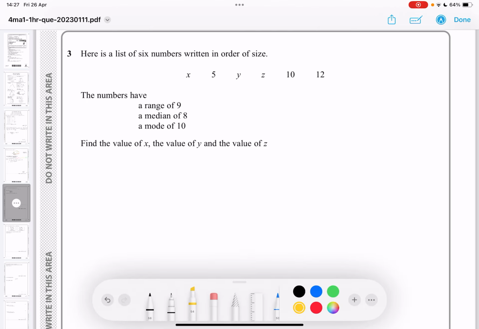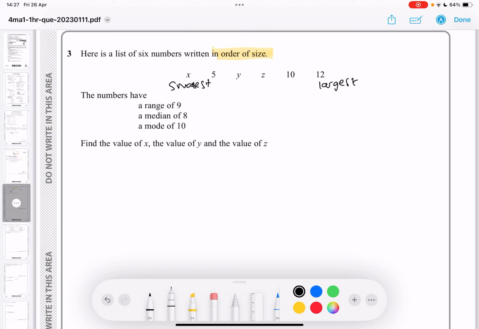Next question. Here is a list of 6 numbers written in order of size, so that's really important. It's written in order of size, which means it's written from smallest to largest. So x is the smallest value, and 12 is the largest value. The numbers have a range of 9, a median of 8, and a mode of 10. Work out the value of x, y, and z.